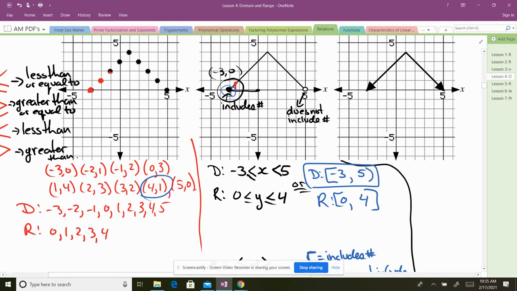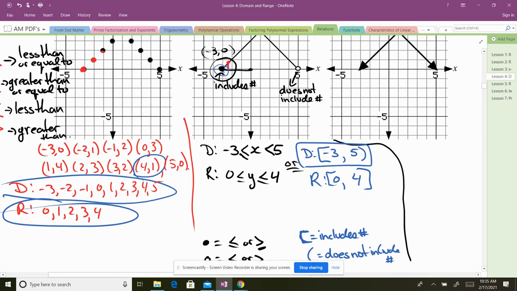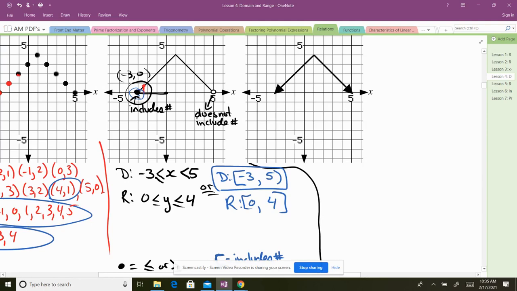Yeah. Sorry? Yeah. But you just list, this is the domain and this is the range. Yeah, what? All right. Okay, you just saw it. We're gonna practice it, people.